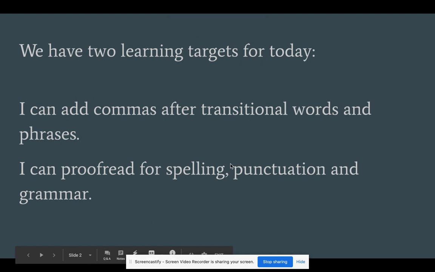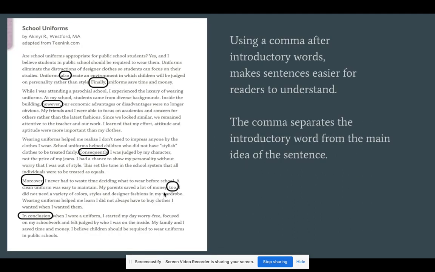Today we have two learning targets. I can add commas after transitional words and phrases, and I can proofread for spelling, punctuation, and grammar. You started proofreading for spelling, punctuation, and grammar in the last lesson. Now, we've looked at school uniform several times, and we looked at it specifically when we were learning about transitional and introductory words and phrases.